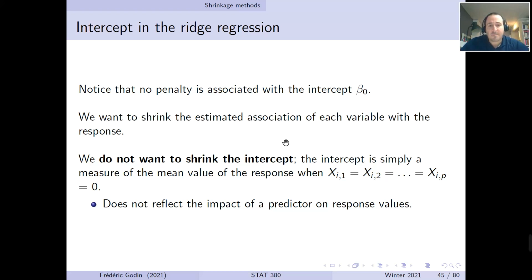Here, beta 0 is not meant to reflect an association between the response and the predictors. Beta 0 is meant to reflect the average level of the target or the response. Because of that, beta 0 has a different interpretation than other variables, and often it's not deemed logical to shrink beta 0. What we often want to shrink is the association between the response and the explanatory variables, not the overall level of the predictions.